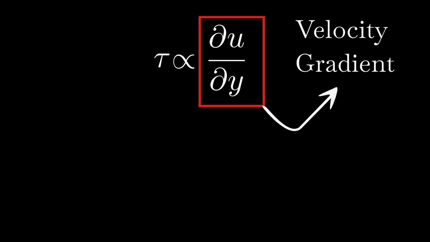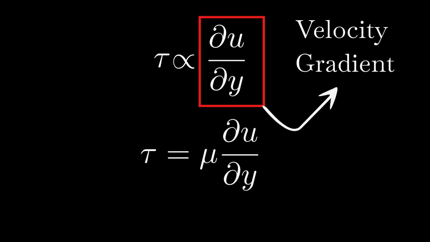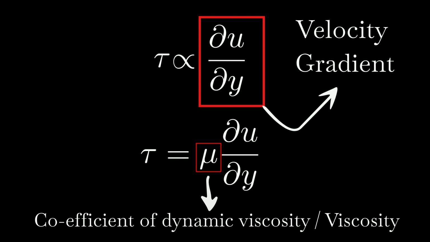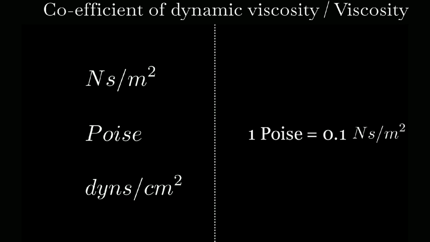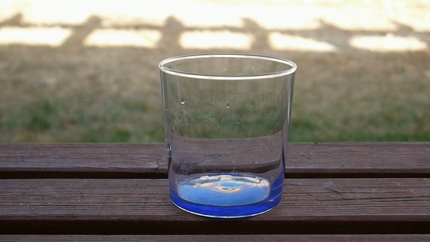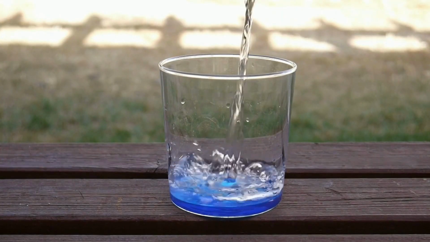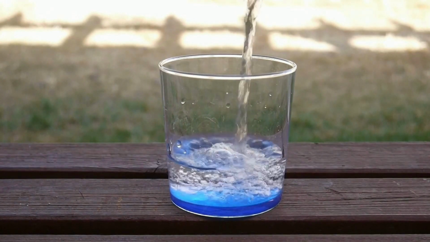If we introduce a proportionality constant, we use the symbol mu, which is known as the coefficient of dynamic viscosity or simply viscosity. The SI unit of dynamic viscosity is Newton second per meter square. It can also be measured in another unit known as the poise or dyne second per centimeter square. 1 poise is equal to 0.1 Newton second per meter square. For example, the viscosity of water at a temperature of 20 degrees Celsius is 0.01 poise.